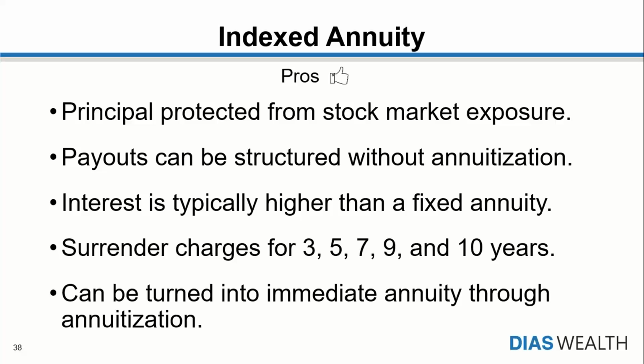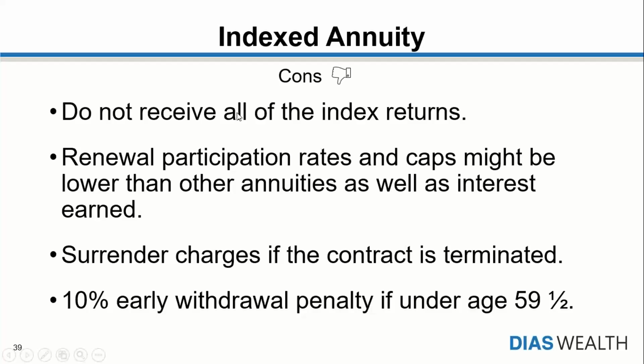The surrender charges, a lot of times we bring that up as a con, which it is. And everything really depends. There's a lot of misinformation on surrender charges as well, but you can choose from index annuities that have a low surrender charge period. The con with the lower surrender charge period is what the insurance company might give in the participation rates, etc. But the cons for the index annuity: you do not receive all of the index returns. The renewal participation rates and caps might be lower than other annuities. And again, this has to do with the insurance company that you or your client have chosen.